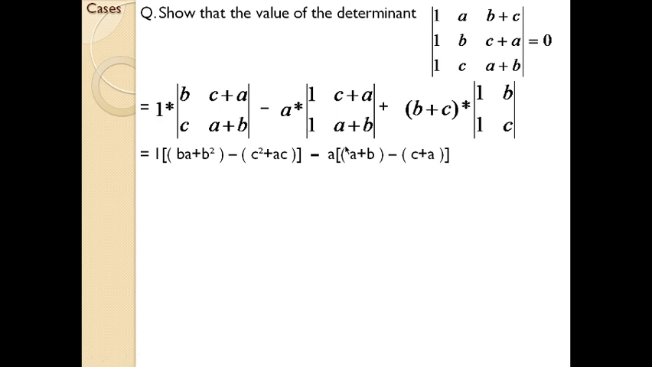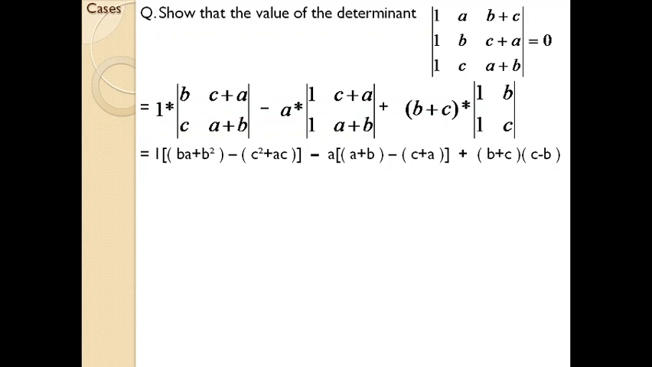Next one, A into, again brackets: first, 1 into A plus B, it will be A plus B, minus 1 into C plus A, it will be C plus A. It may seem confusing, so just go through it very cautiously. So you have dealt with the second part, that is, the second computation. Next, after minus, we have to put plus. So next one, plus B plus C, that is to be given, B plus C into here 1 into C, it will be C, minus 1 into B, it will be B.